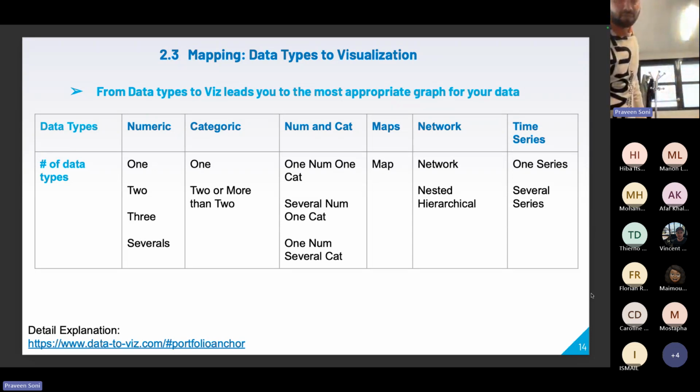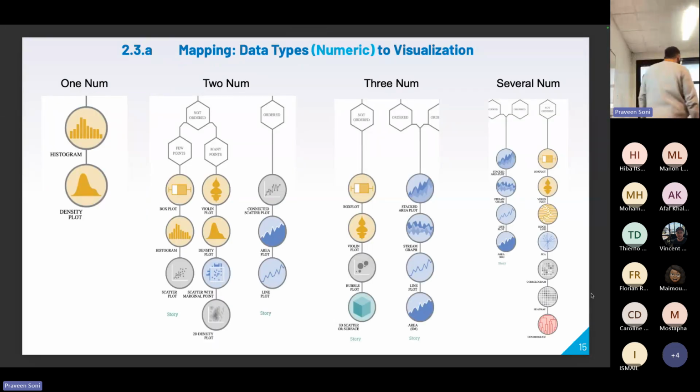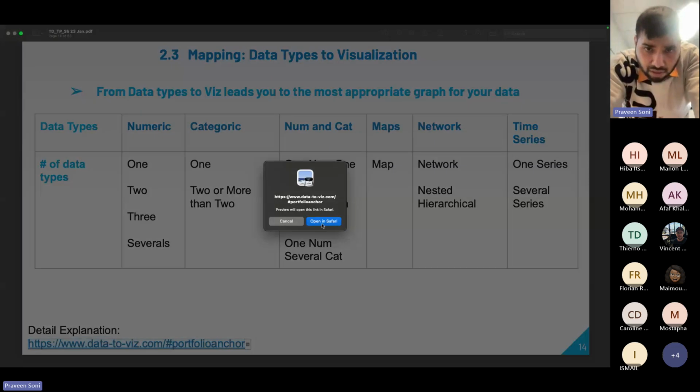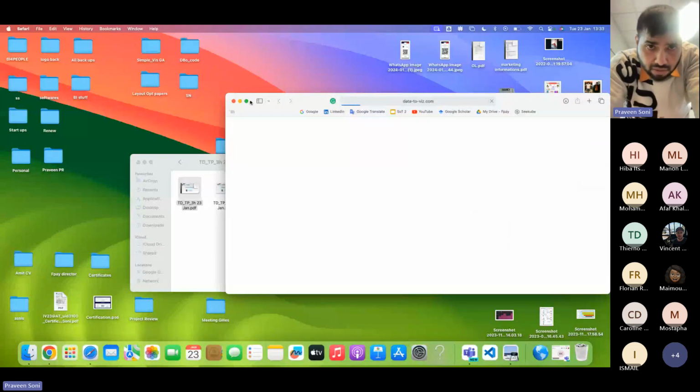It is the most important thing that we have to focus on in data visualization. So when there is one numeric, what can be possible? What kind of chart can be possible? You can see here: histogram and density plot. There is one website you can also follow. This is a very good website, I can show you.